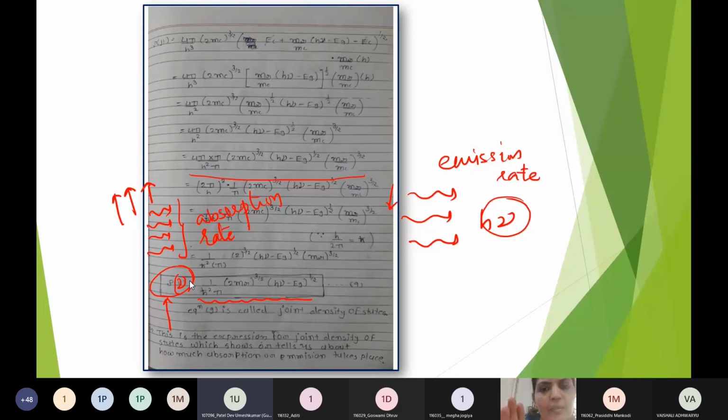I hope you understand. In absorption and emission process, do you think only the valence band will participate or only the conduction band will participate? No, ma'am, both. Yes, both will have their own role. That's why it is known as joint density of photon. The word is very important, joint density of photon. Understood? Yes, ma'am. Everybody clear? Yes.